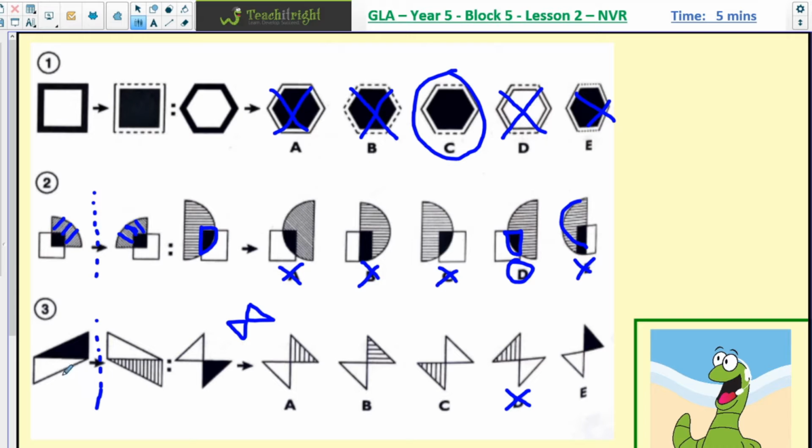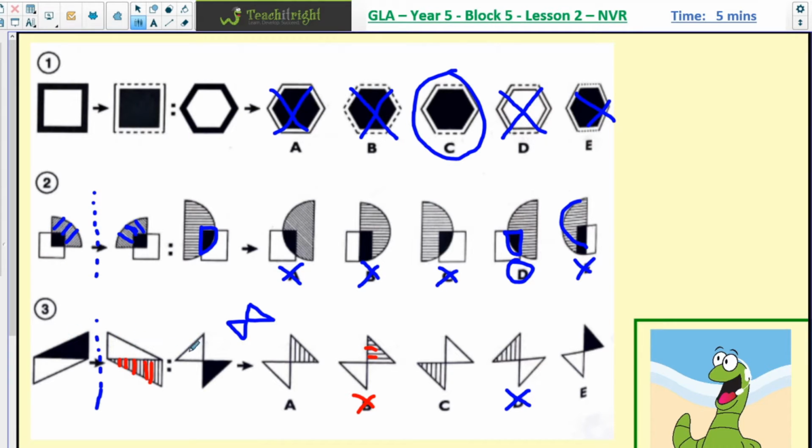Now I have to go back and think about the shading, so I'm going to swap colour on this. What's changing? Well, the top one has gone from black to white. The bottom one has gone from white to hashed. So let's see. Are we going to have white up here getting turned into hashed? And what kind of hashed? Well, this is going downwards. It's vertical. So I'm expecting this white one to also be vertical. So that means I can eliminate B because it's horizontal. Could be A. Let's just check.